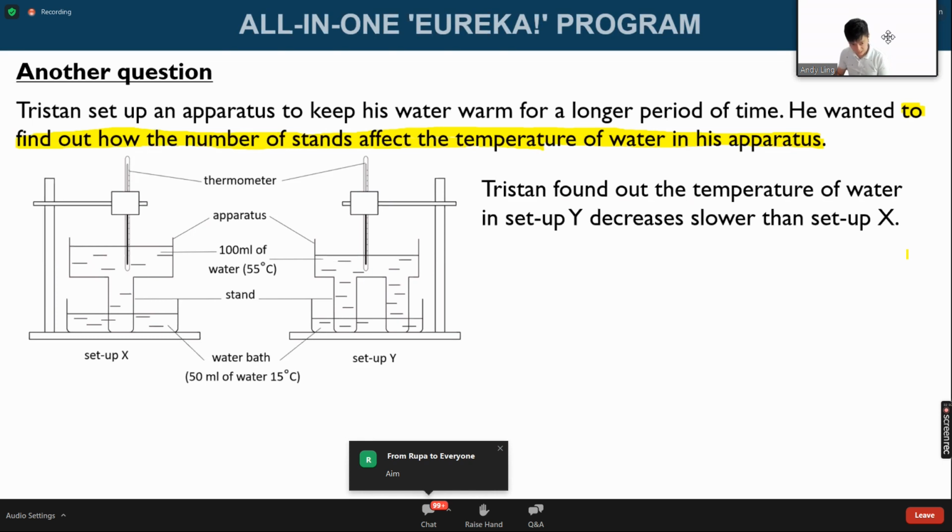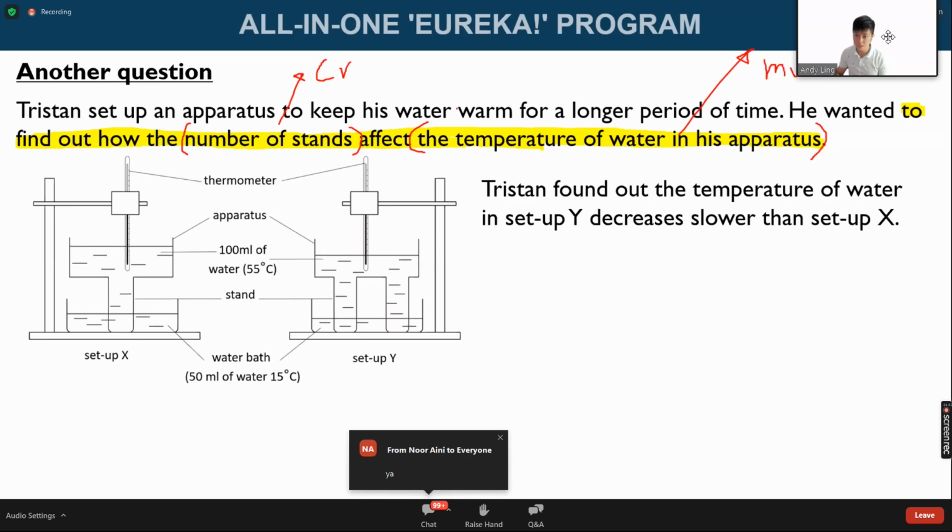Now, when it comes to the aim of an experiment, parents, are you aware that there's this thing called change and measure variable? If you're not aware, it's okay, because that's where the experienced tutor has to step in to help. So this is a change variable, this is a measure variable. This is the CV and this is the MV.